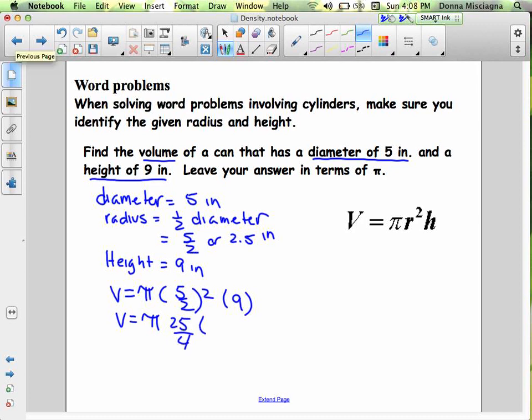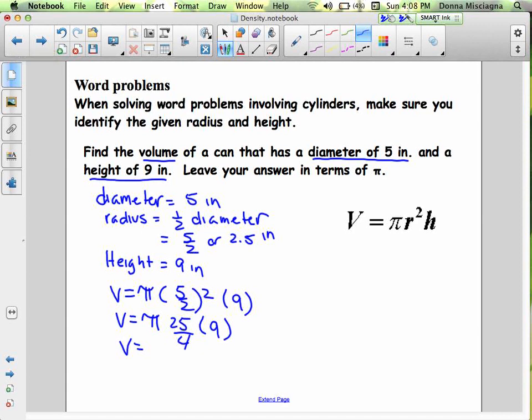If you squared the 2.5, that would be 6.25. That's because 25 squared is 625. So 2.5 squared is 6.25. I'm going to leave it like that, and then we'll just simplify. So I have 25 fourths times 9. Doesn't really simplify. And I think maybe I'll reduce it to a decimal now.